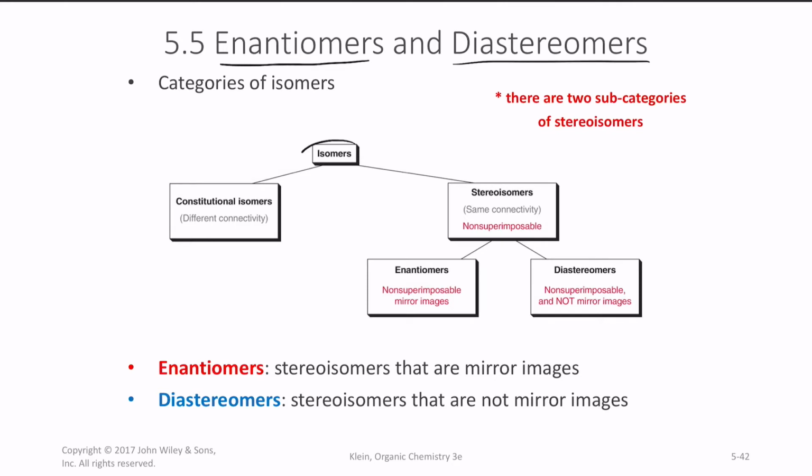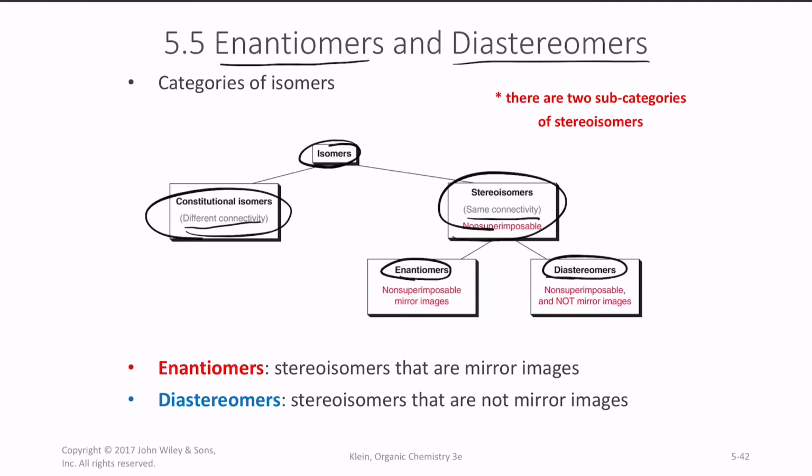Isomers can be classified into two types: constitutional isomers and stereoisomers. Constitutional isomers, as we already said, are compounds with different connectivity. Stereoisomers are the ones with the same connectivity but are not superimposable. Stereoisomers themselves are of two types: enantiomers and diastereomers.